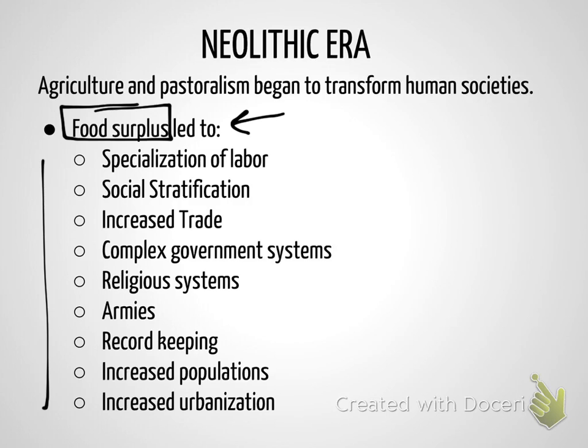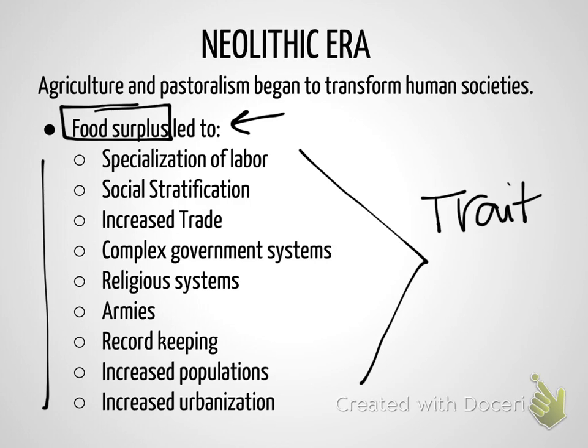So, these are the different traits of a civilization. These are kind of the stepping stones, the basics. Because there is a food surplus, not everyone needs to focus on hunting and gathering or even growing the food. So now we can have specialization of labor, so there can be other duties, different tasks and different jobs for people.